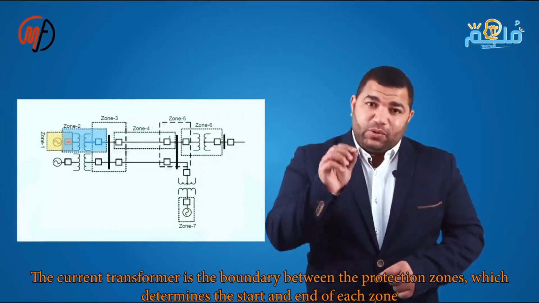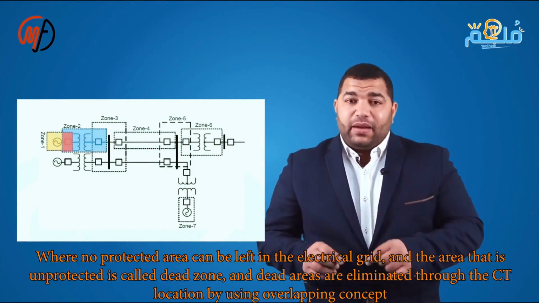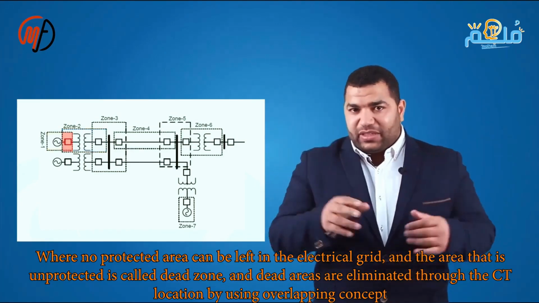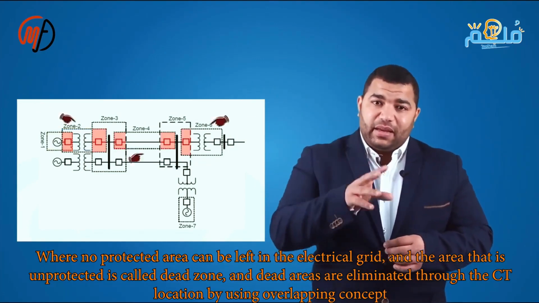CT marks the boundary between zones, defining the start and end of each zone, ensuring no area is unprotected in the electrical network. An unprotected area is called a dead zone, which can be eliminated by achieving overlap through CT location. In the 132/32/8 kV station, CTs are placed in the switchgear.